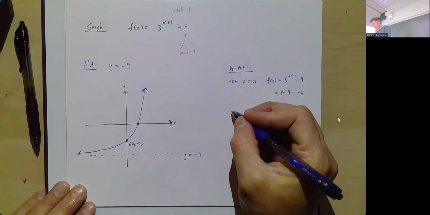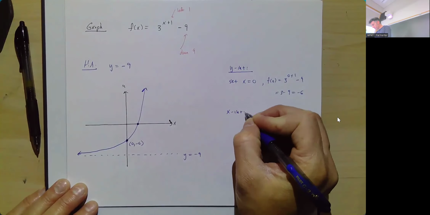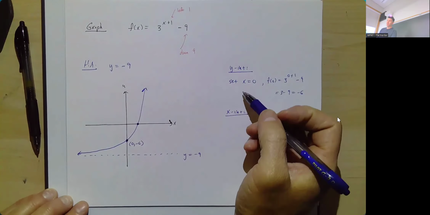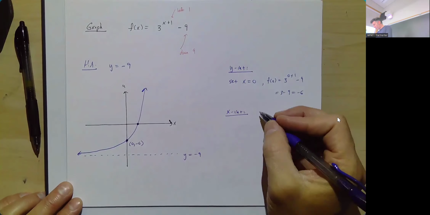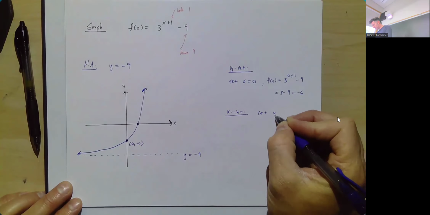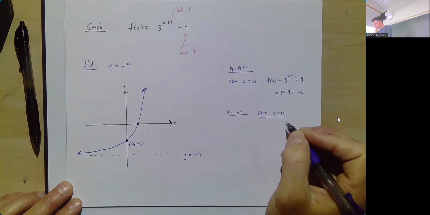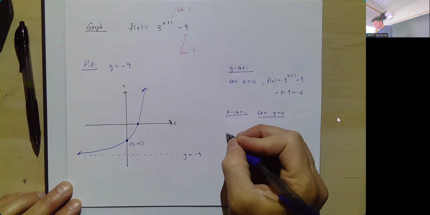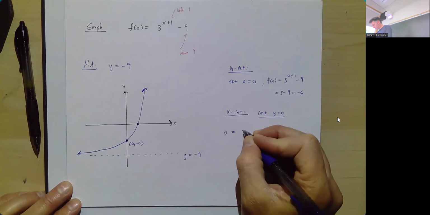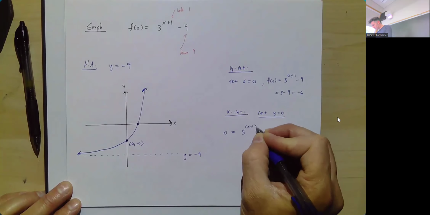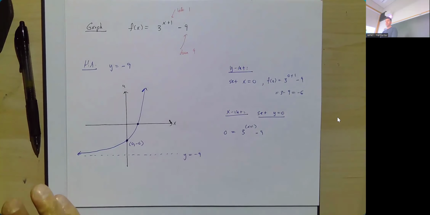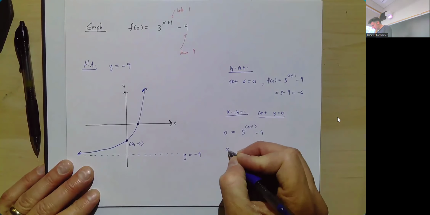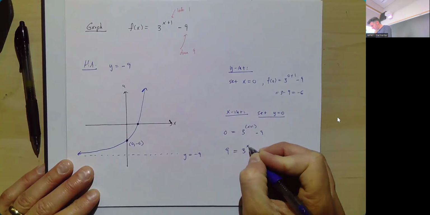Let's go ahead and find the x-intercept. Just like we set x equal to 0 to find the y-intercept, we're going to set y equal to 0 to find the x-intercept. So setting y equal to 0, or f of x equal to 0, 0 is equal to 3 to the x plus 1 minus 9. This is where we are fortunate in that both 3 and 9 have a common base. I would write this as 9 equal to 3 to the x plus 1.